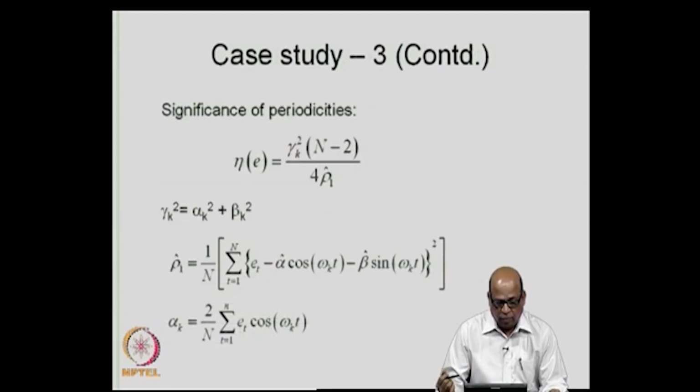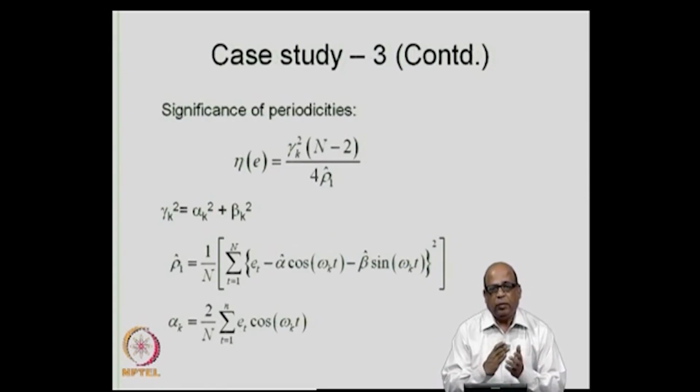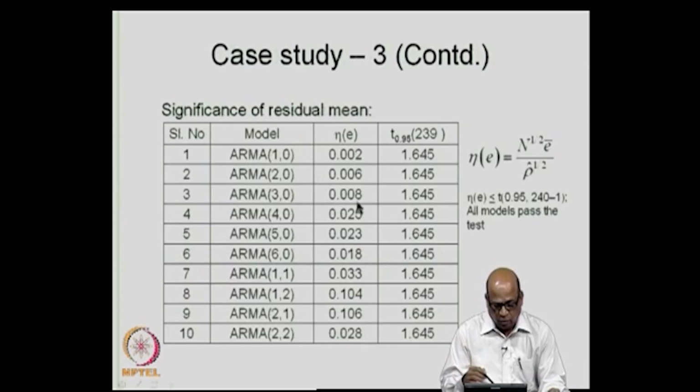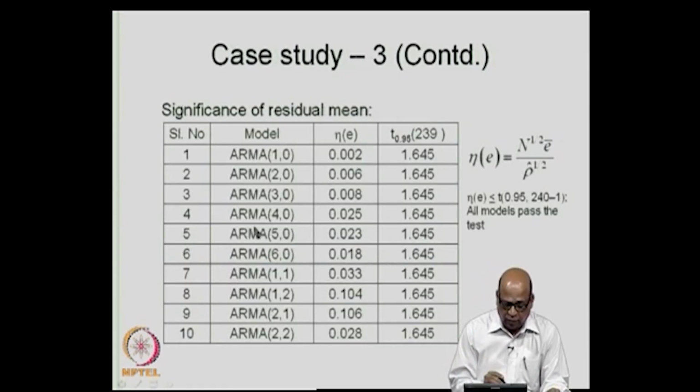All right, now we will go to significance of periodicity. So, this is the order in which we carry out the tests. Typically, first you test for the residual mean, make sure that the residual mean is non-significant, in the sense that it can be approximated to be 0. Once you are satisfied that the residual mean is 0 or can be approximated to be 0, then you go to significance of periodicities. Why we did this for all the models is, let us say that the chosen model ARMA 4,0 did not pass the test.